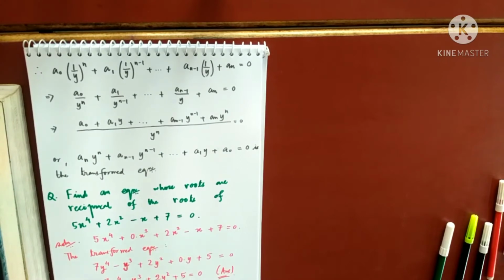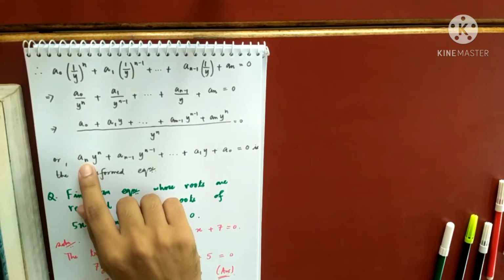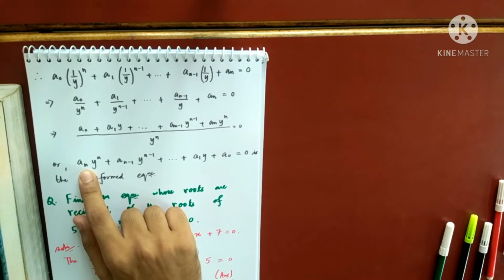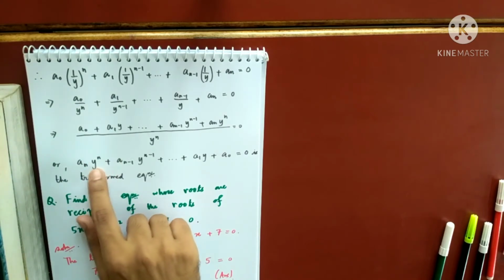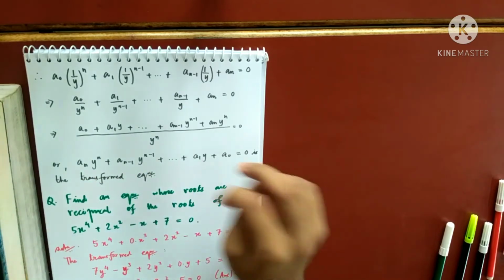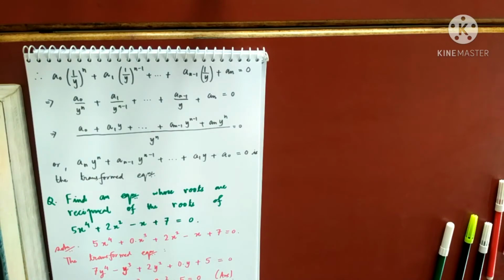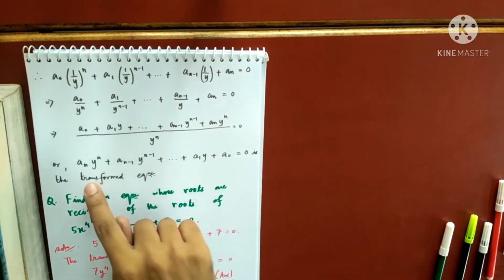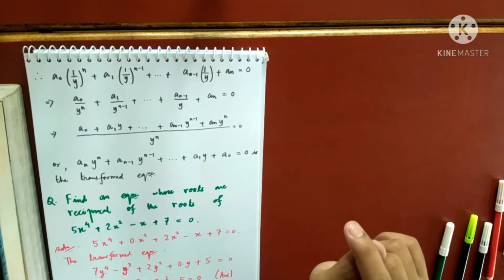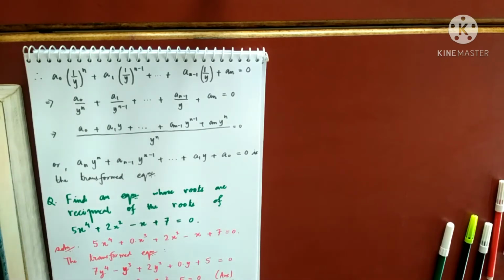Now you might argue with me that, sir, what if an is 0? If an is 0, then this will no more be an equation of degree n. It will be of degree n minus 1. It may so happen that an is 0. Then what will happen? Okay, I have the guarantee that an is not 0.